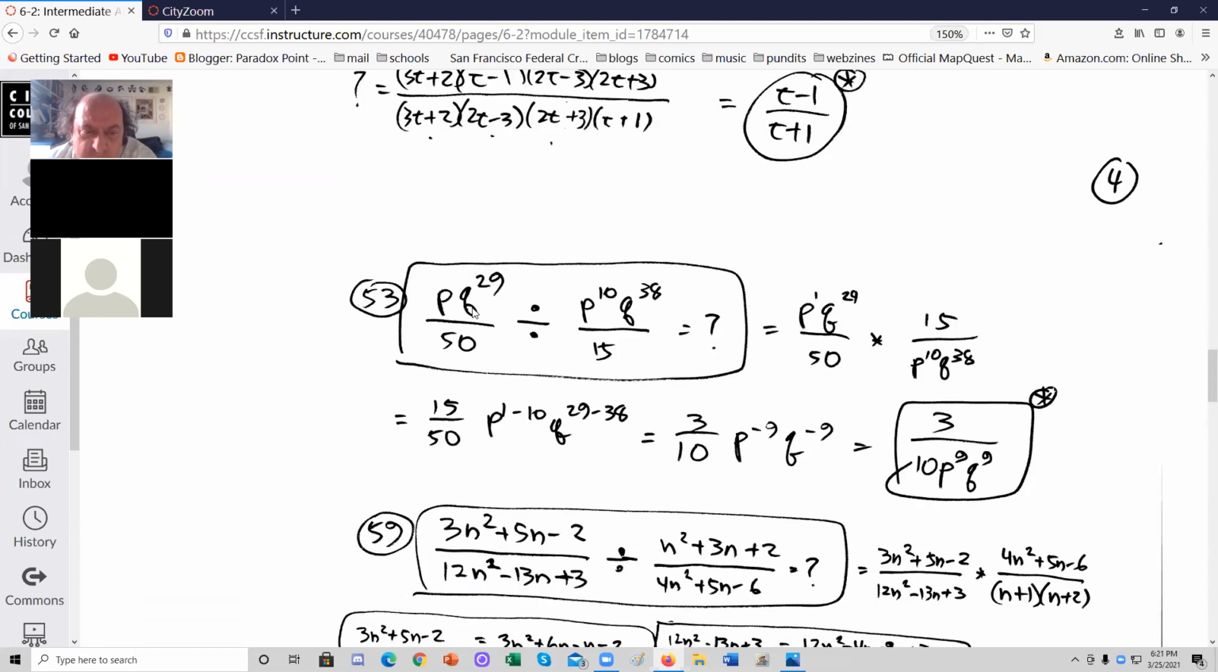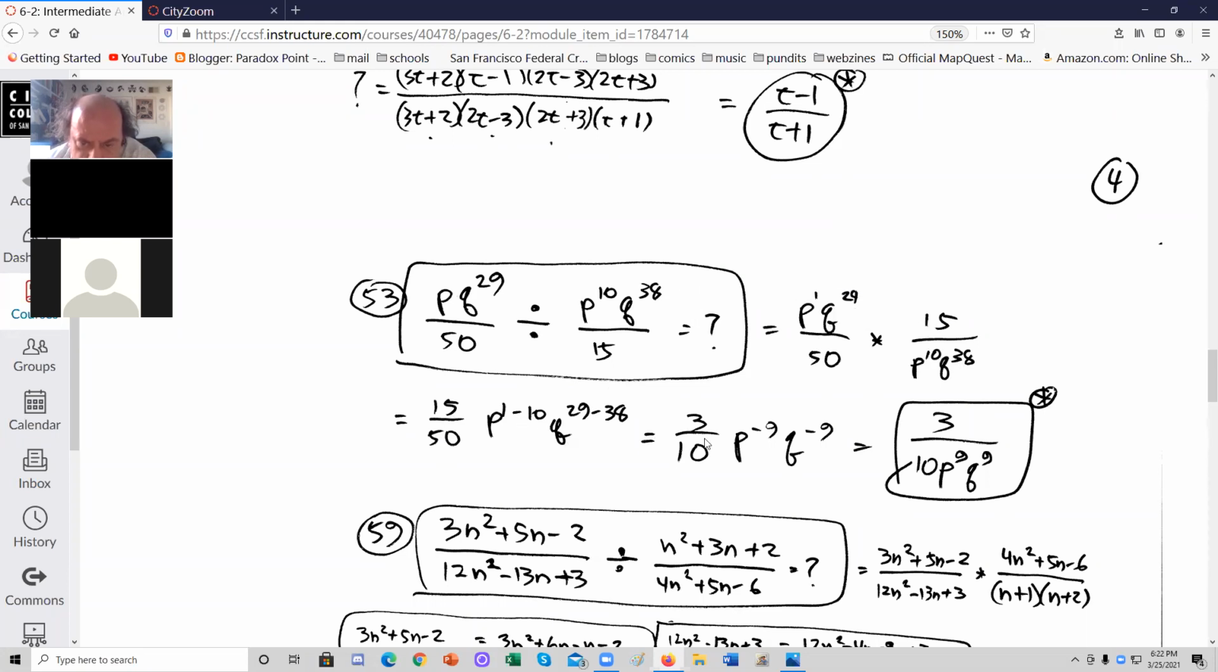Okay, here. pq to the 29 over 50 divided by p to the 10th q to the 38 over 15. Okay, first we'll flip this one upside down. So 15 over p to the 10 q to the 38. And then we'll write this as p to the first q to the 29 over 50. Okay, coefficients 15 over 50. And here's p to the 1 minus 10. Here's q to the 29 minus 38. Now 15 50ths, if you cancel out a common 5, you get 3/10.